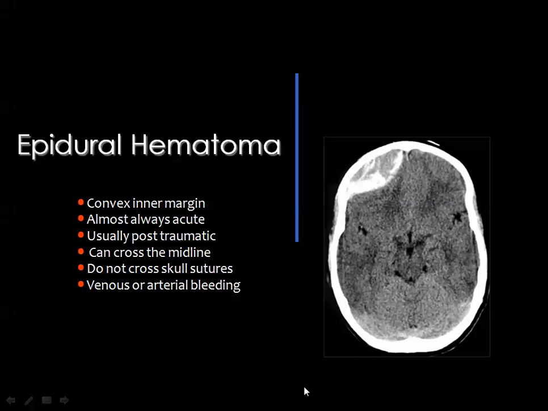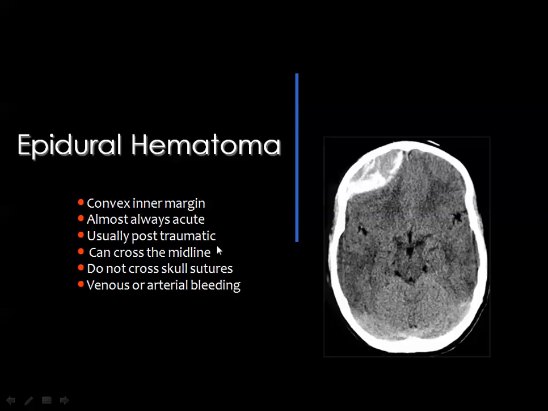And the epidural hematoma has a convex inner margin like this one. It is almost always acute, and also the subdural hematoma is acute in the pediatric age group. But in adults, you can see what is known as the chronic subdural hematoma, as I will mention after that. Then the epidural hematoma is almost always acute.